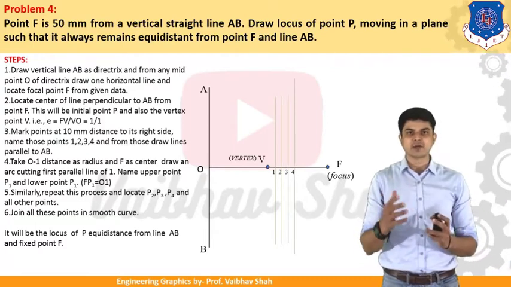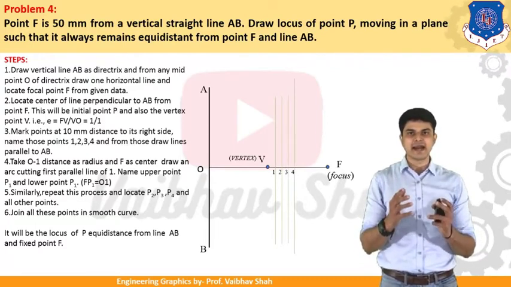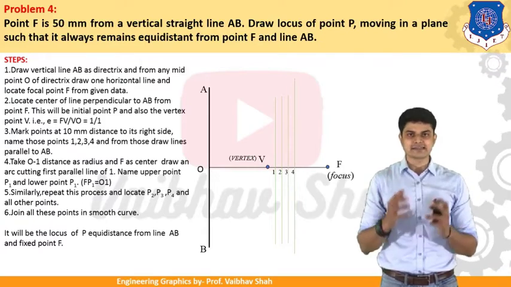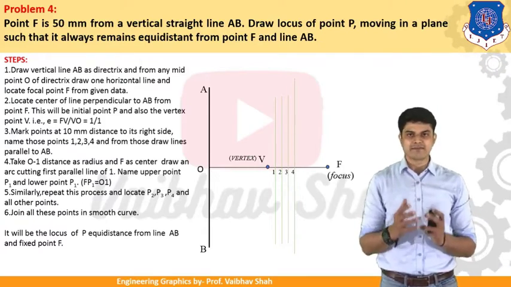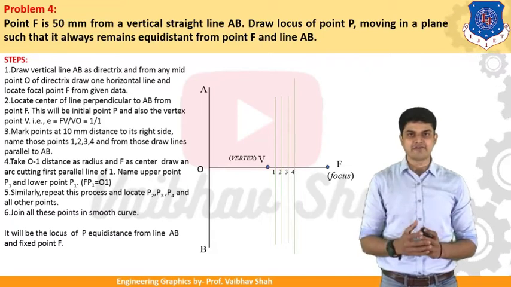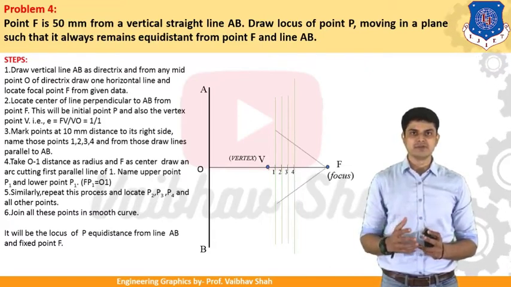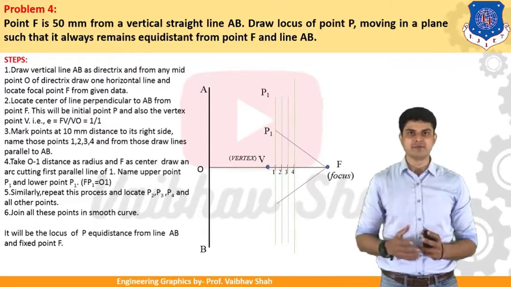Then after, let us take out our rounder. Let us put our rounder at O and take the distance O1 on your rounder. Then after, put your rounder at focal point F and try to cut this line, above and below. So we will be having these 2 points P1 and P1.